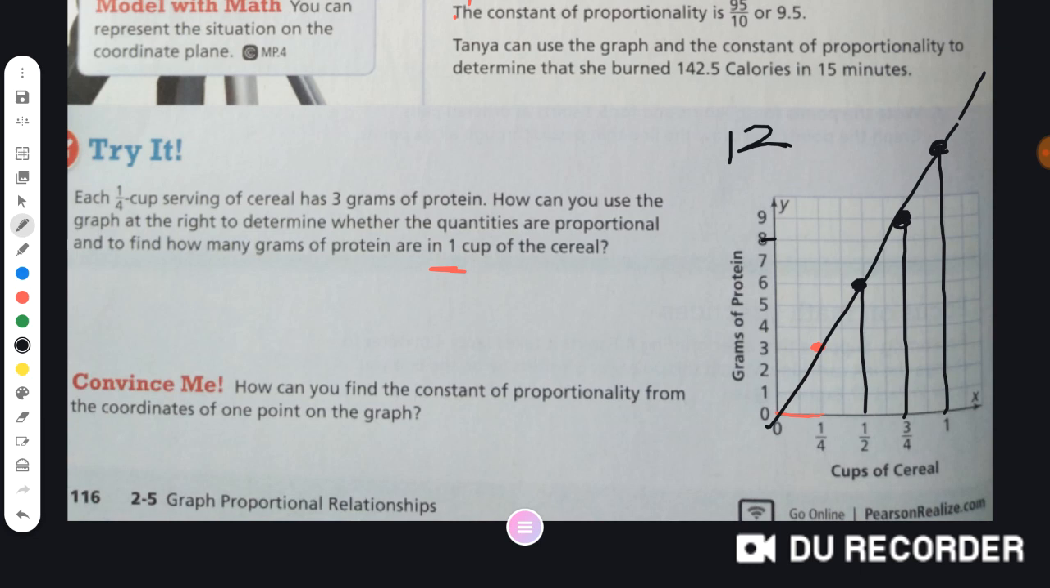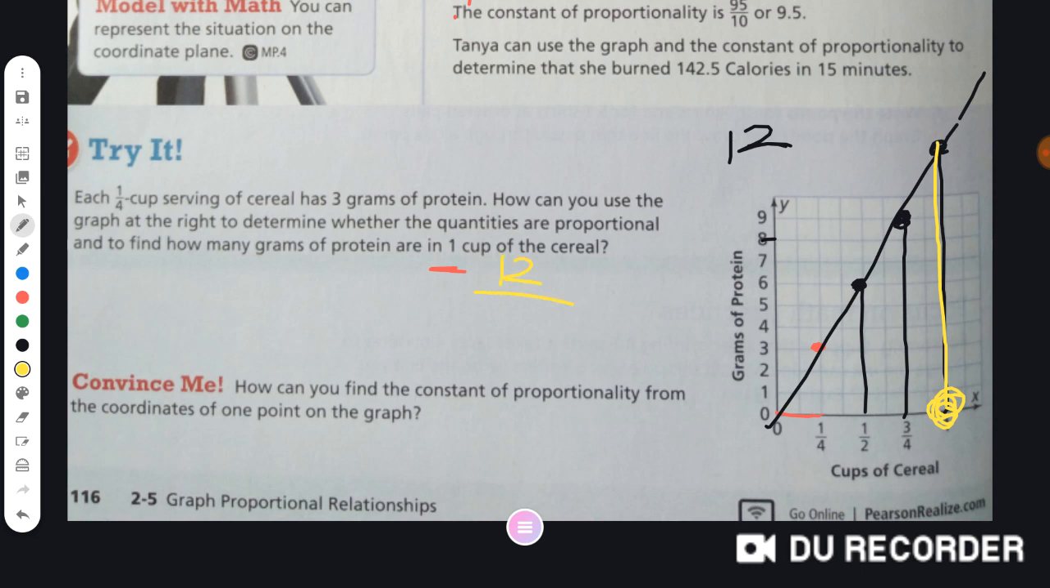What if he gives me 1 cup? 1 cup here equals what? 12. So it will give me 12 grams. So to use 1 cup of the cereal, I have to get how many grams of protein? 12. Okay.